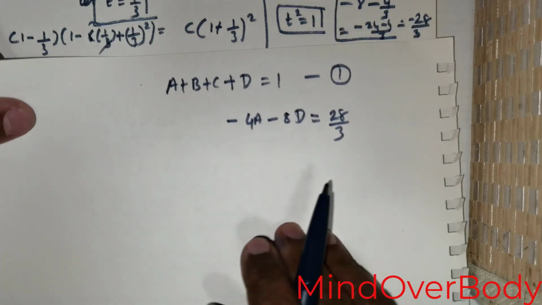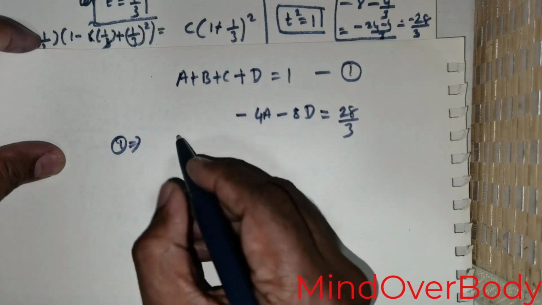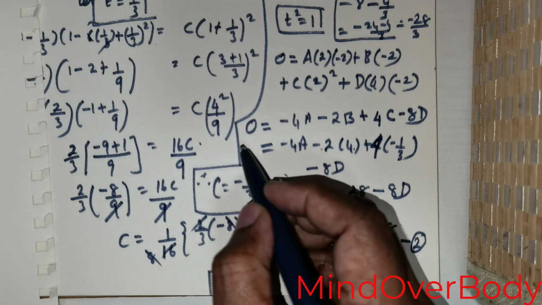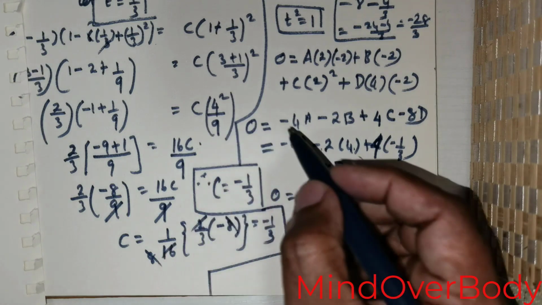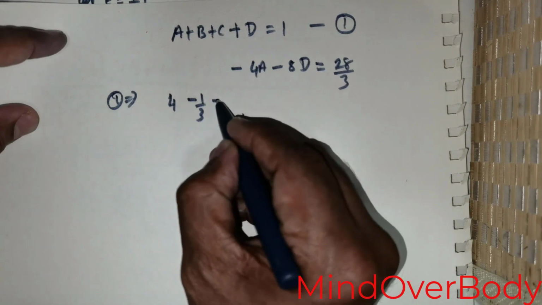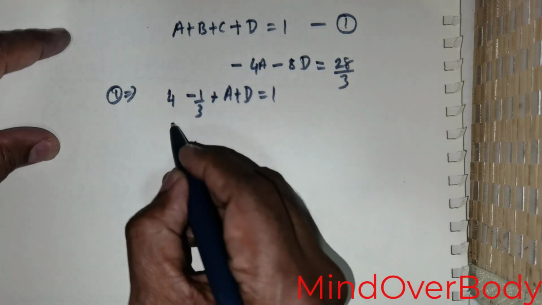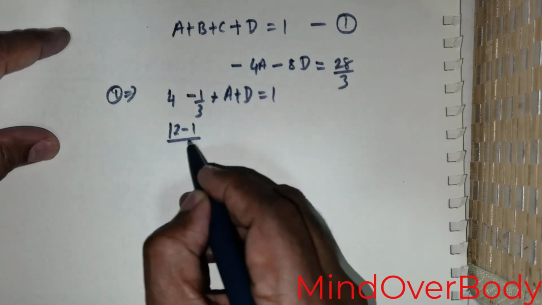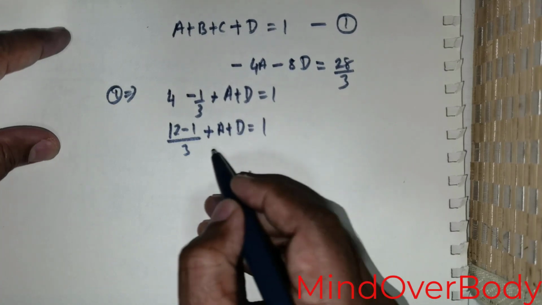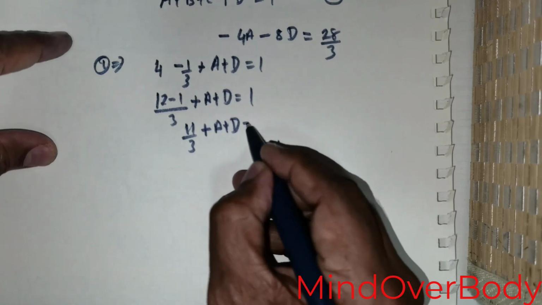So let us simplify this. Now we already know the value of b. The value of b is 4. We already got a value for c. The value for c is negative 1 over 3. So negative 1 over 3, and we don't know the value of a, and d is equal to 1. So from here, this is 12 times negative 1 over 3, plus a plus d is equal to 1. This is negative 4, plus a plus d is equal to 1.